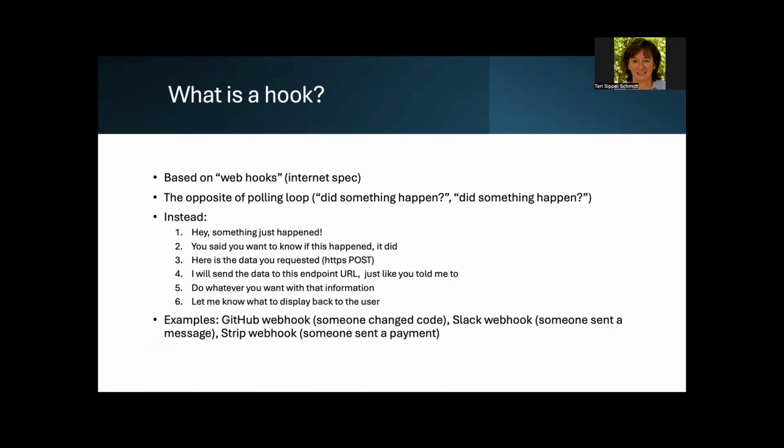Examples of webhooks include GitHub. When someone changes the code, you get a notification. A Slack webhook, when someone posts a message, if you sign up for it, you get a notification that someone's posted a new message in Slack. Or Stripe, which is a webhook that says someone sent a payment.